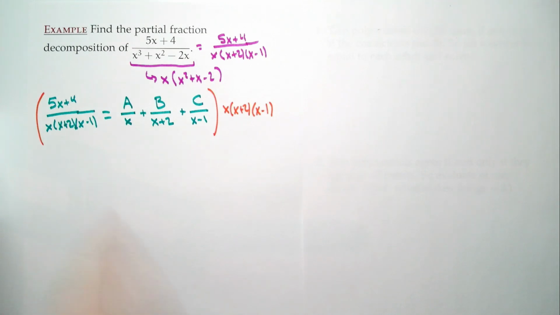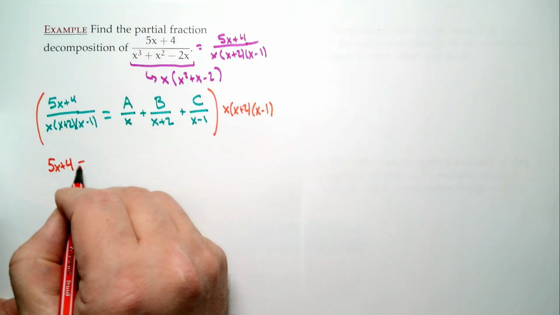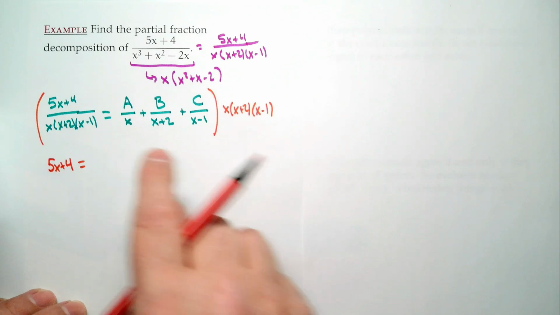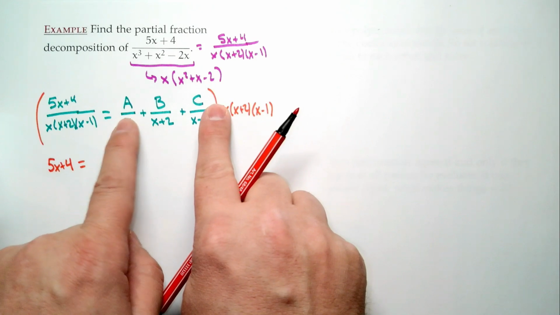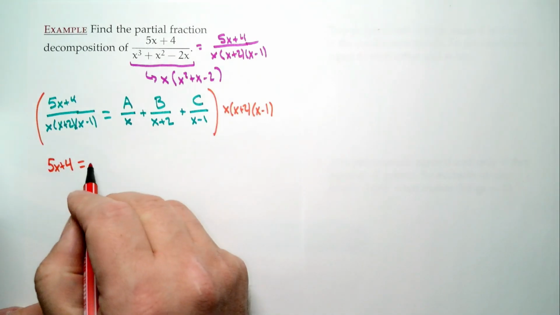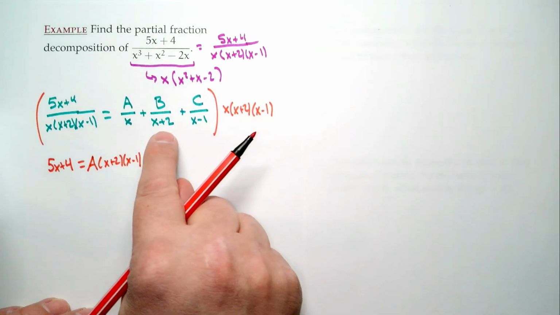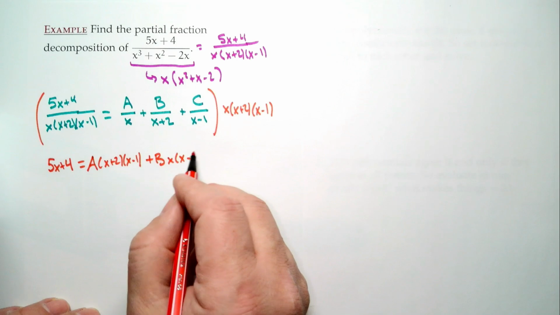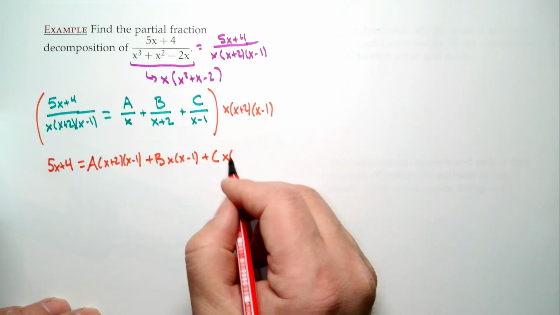On the left-hand side, what will be left? 5x plus 4, and that's why we choose this. On the right-hand side, in the first term, what will we end up with? The x's cancel, so we're going to have a times the other terms: a times x plus 2 times x minus 1. In the next piece, the x plus 2's cancel, so b times x minus 1. And in the last, the x minus 1's cancel, so c times x plus 2.